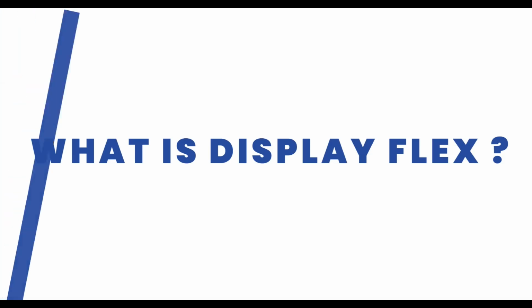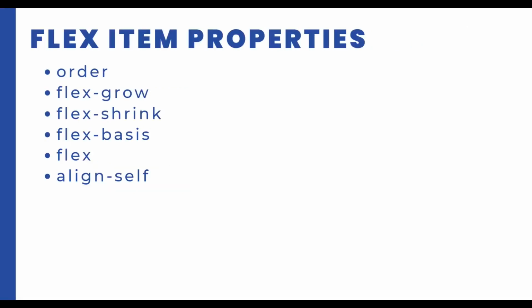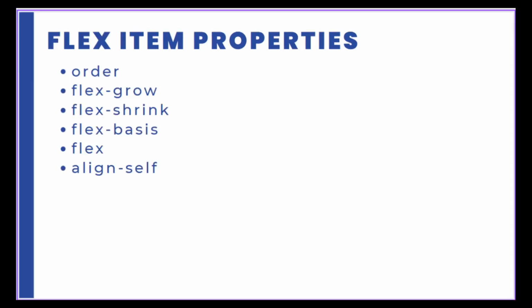We have some properties for the flex container, and those are flex direction, flex wrap, flex flow, justify content, align items, and align content. These are the properties you can use in the flex container. We have some more properties for flex items, which are order, flex grow, flex shrink, flex basis, align self, and flex. We are going to learn each of these properties in our Visual Studio Code. So let's jump into my Visual Studio Code for further explanation.